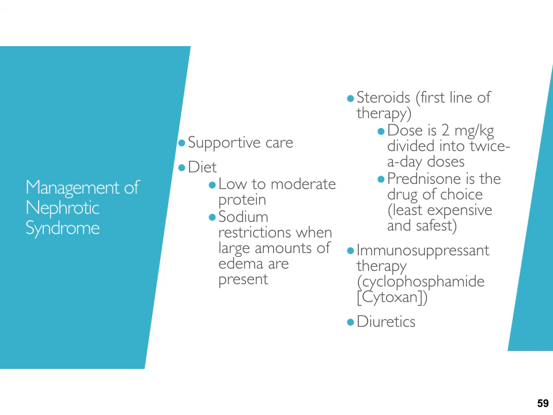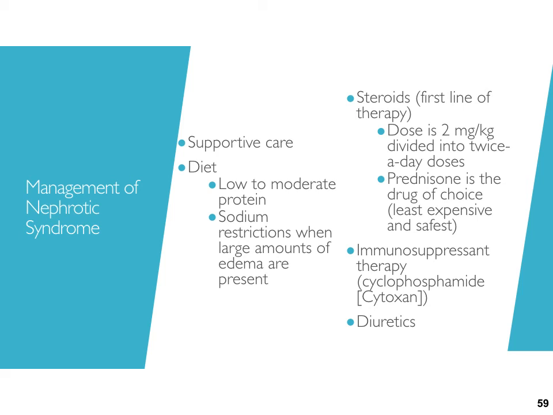So as far as the management goes, we're going to give supportive care. The diet is going to be low to moderate in protein, with sodium restrictions when there's large amounts of edema present. If there's not a large amount of edema, there's no sodium restrictions required. Steroids are the first line of therapy, and the dose is 2 milligrams per kilogram divided into twice-a-day doses. Prednisone is the drug of choice. It's also the least expensive and the safest.